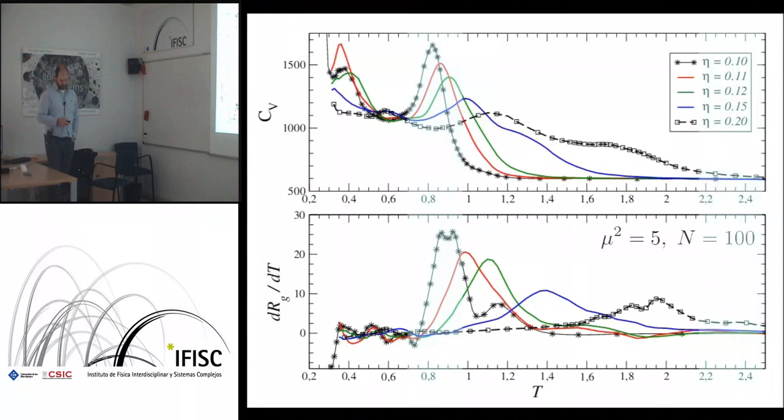But there is more than that. When we increase further the value of eta, so we increase the strength of the attraction between the monomers in the chain, some other peaks start to emerge in the specific heat. And in the case of eta 0.011 and eta 0.12, which you cannot see here, when you measure the derivative of the radius of gyration, you can see peaks showing that some other transition is taking place. Also, one can see some small bumps in the specific heat at very low temperatures, which implies another transition taking place in the chains.